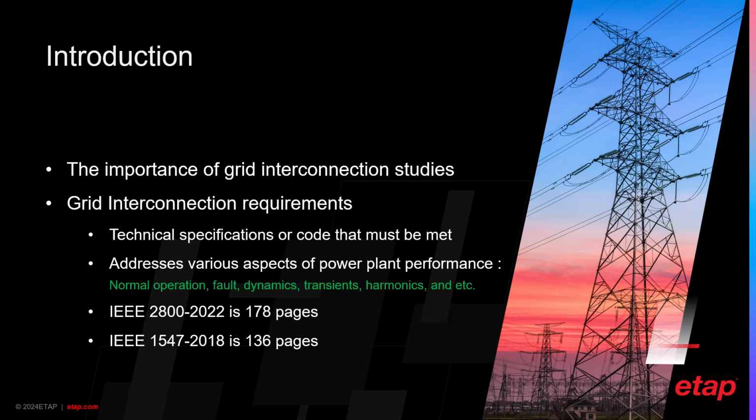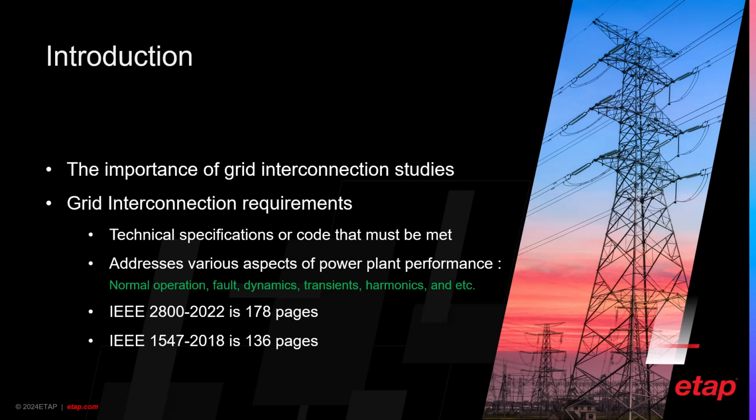A typical grid interconnection standard or code addresses various aspects of power plant performance. A comprehensive study that covers various aspects of the power plant operation, such as normal operation, fault, dynamics, harmonic, and transient response is required to ensure that the interconnecting power plant complies with all required specifications.